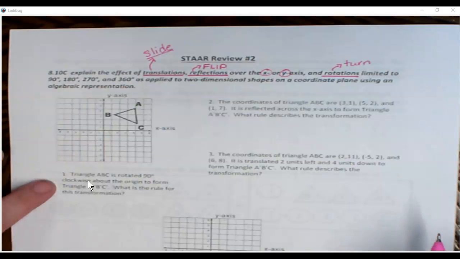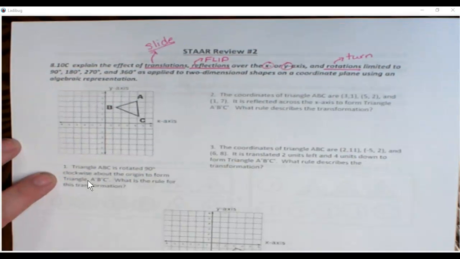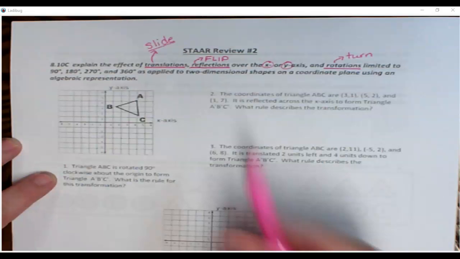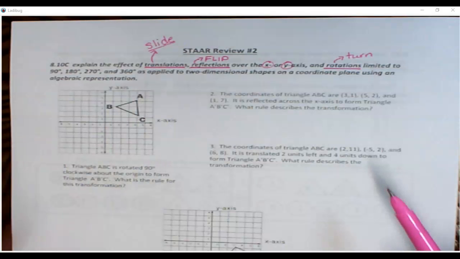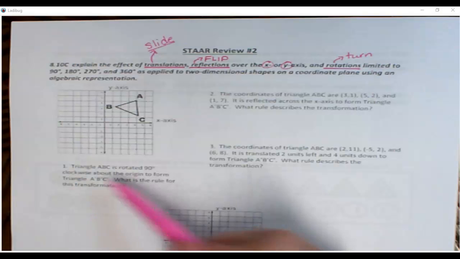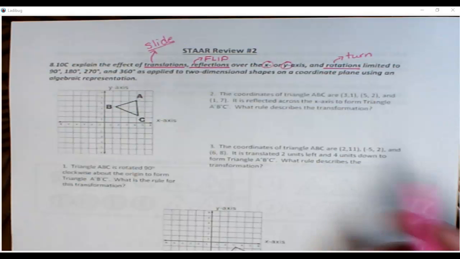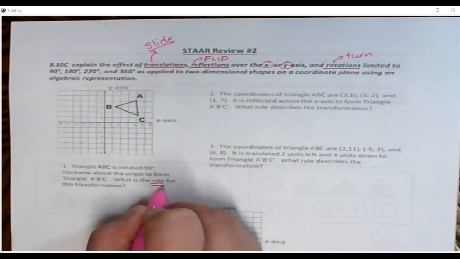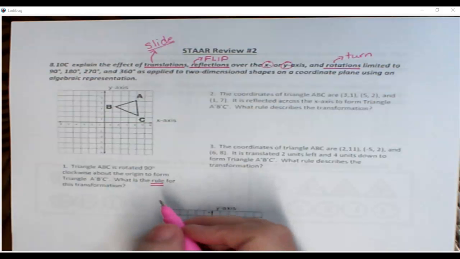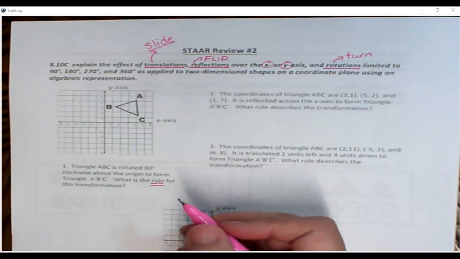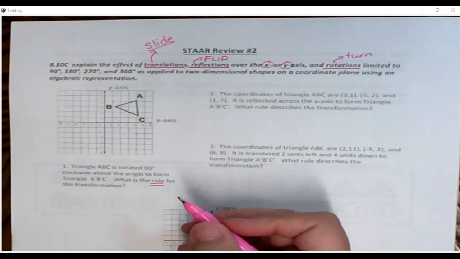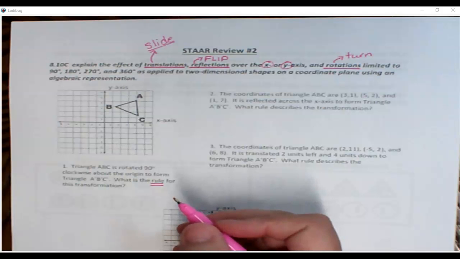Okay, so let's look at problem number 1. Problem number 1 says that triangle ABC is rotated 90 degrees clockwise about the origin to form triangle A prime, B prime, and C prime. What is the rule for this transformation? Well, there's a whole bunch of rules, and you can memorize those, but there's probably about 5-6 different rules. So today we're going to review how to discover and come up with the rule by using our strategies.